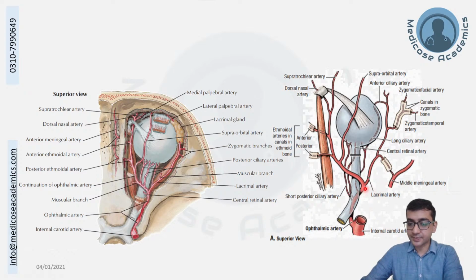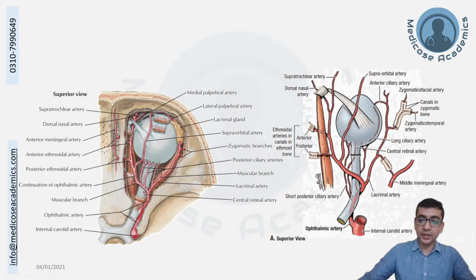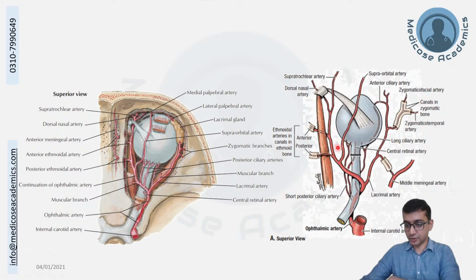It runs to the lateral aspect of the optic nerve and then crosses it superiorly while moving from the lateral to medial aspect, just as the nasociliary nerve was. But it is behind the nasociliary nerve. The nasociliary nerve will be running anterior and parallel to it right there.